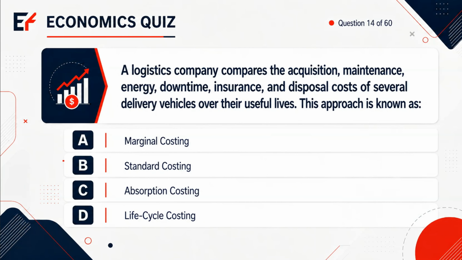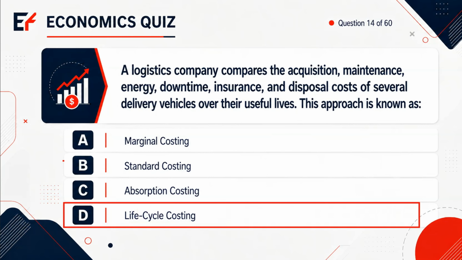Question 14. A logistics company compares the acquisition, maintenance, energy, downtime, insurance, and disposal costs of several delivery vehicles over their useful lives. This approach is known as A. Marginal costing, B. Standard costing, C. Absorption costing, D. Life cycle costing. The correct answer is D.